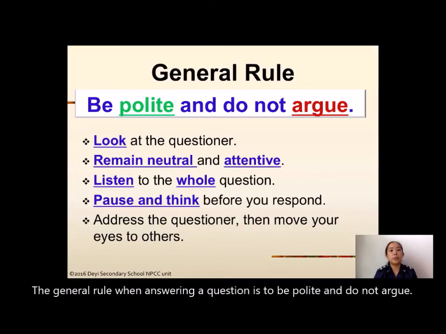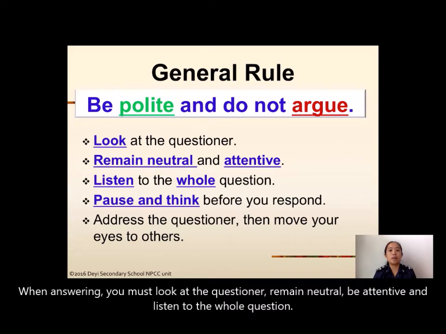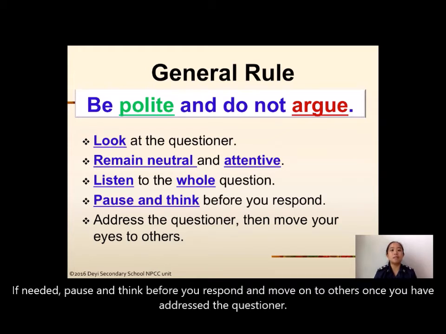The general rule when answering a question is to be polite and do not argue. When answering, you must look at the questioner, remain neutral, be attentive, and listen to the whole question. If needed, pause and think before you respond, and move on to others once you have addressed the questioner.